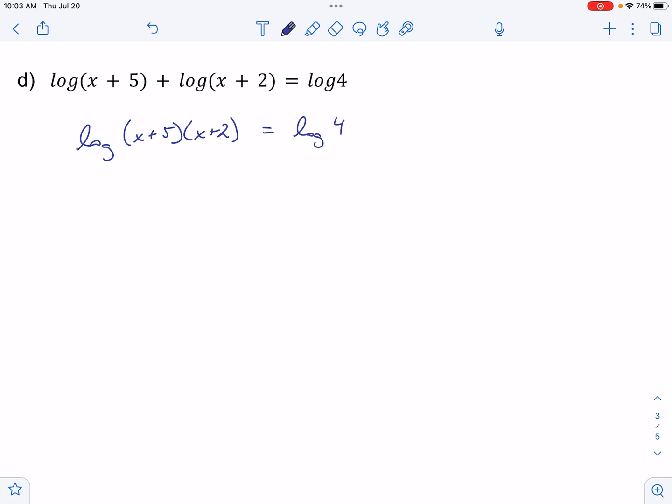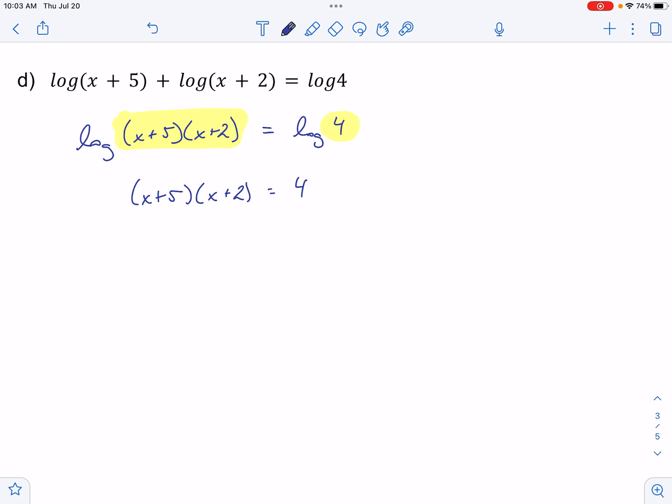Now, one new strategy you haven't seen before is that if you have logs with the same base that are equal to one another, that must mean that the stuff in the middle is also equal to one another. So we're able to just jump to x plus 5 times x plus 2 is equal to 4. We're allowed to do that because they have the same base and we are being told they're equal to one another.